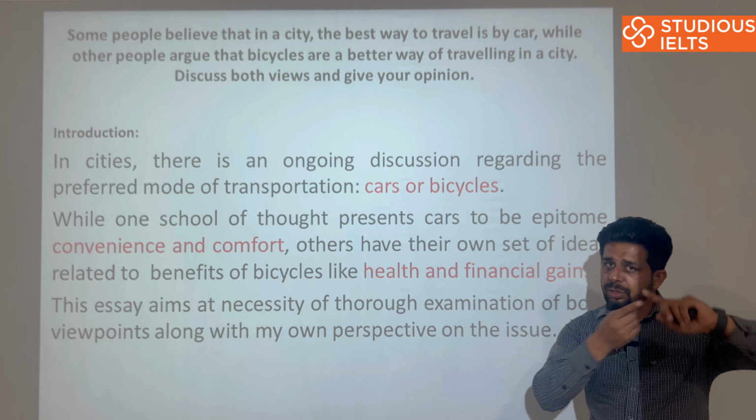Okay, how would we conclude the introduction? By saying that this essay aims at a thorough examination of both viewpoints along with my perspective on the issue. So obviously this is what they have asked, that we have to discuss both views. So here we have said, yes, this essay is going to talk about the thorough examination of these ideas. We will discuss these ideas in detail along with my own opinion about the entire debate that is going to happen in the essay.